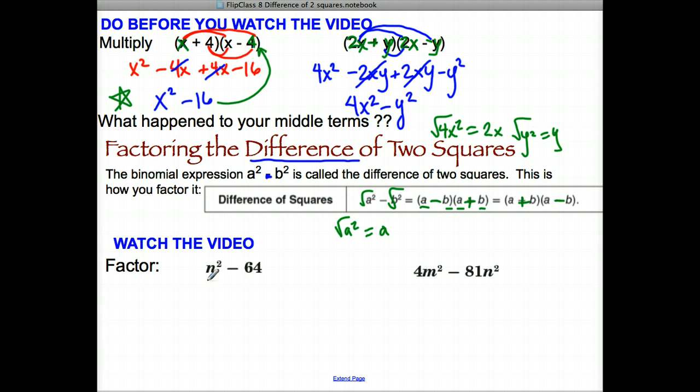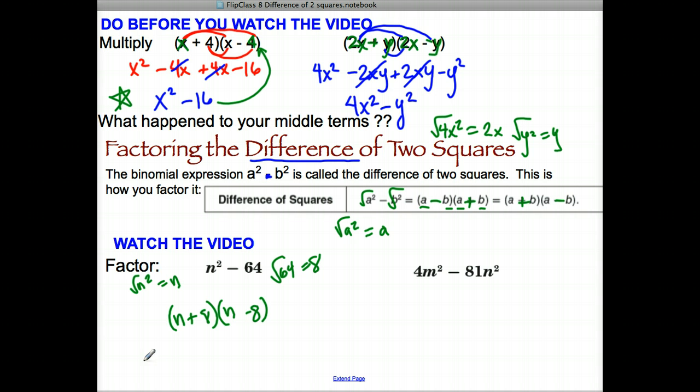Alright, so look, we have two terms here. Are they perfect squares? Well, we look and we see that yes, n squared is a perfect square. What's the square root of n squared? It's just n. So we're going to have n as our first term. 64, what's the square root of 64? That's 8. So it's going to be a plus 8 and a minus 8. That's it. If you multiply it back out to check, you'll find that you get this exactly.